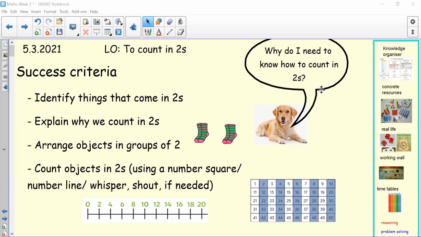Let's start off by thinking about Stevie's question here. Why do I need to know how to count in twos? We talked about that yesterday. Can you pause here to have another quick think? Right, yesterday we talked about how counting in twos is quicker than counting in ones, and how lots of different things come in twos or come in pairs.